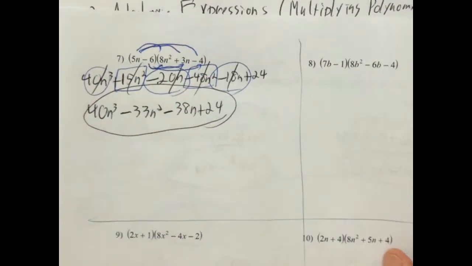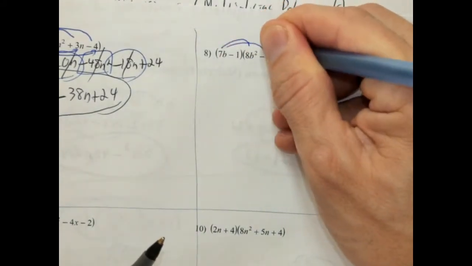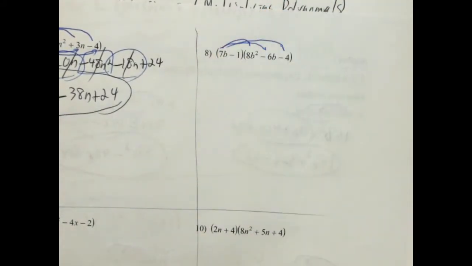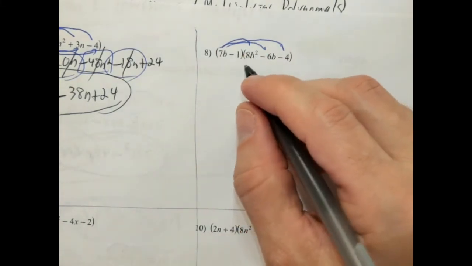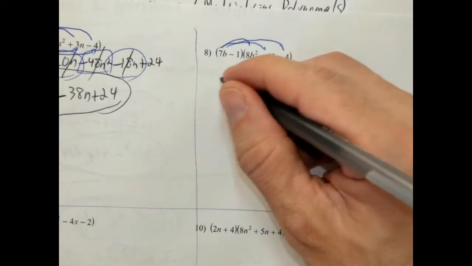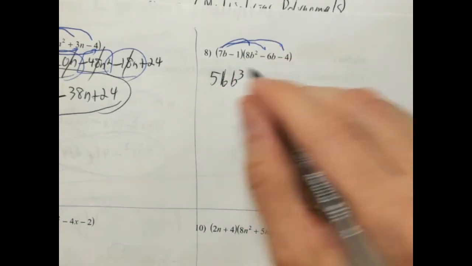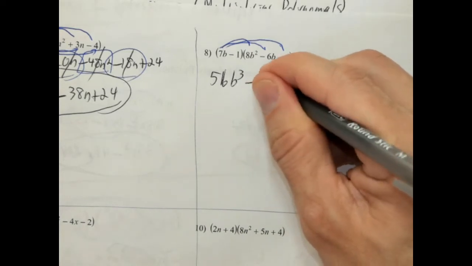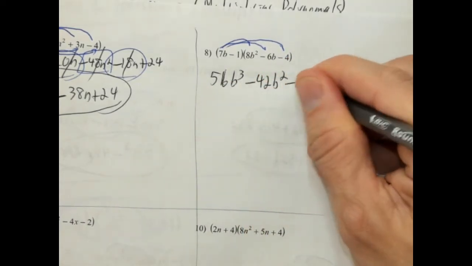That's a polynomial. Okay, distribute the 7b. These just take a while. As long as you take your time, they shouldn't be too bad. It's easy to make a mistake, though, with combining like terms or even the multiplication. 7b times 8b squared is going to be 56b cubed. 7b times negative 6b will be negative 42b squared. And 7b times negative 4 will be negative 28b.